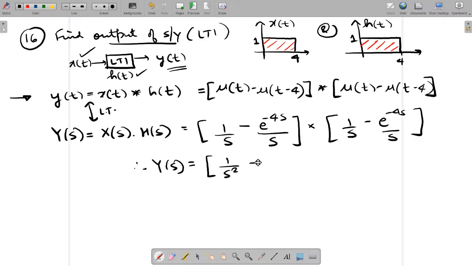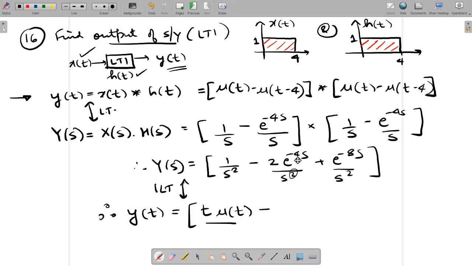Fine. Last step, find output. So inverse Laplace transform. Y of s inverse Laplace is y of t. 1 by s squared inverse Laplace is t u of t. Right? We have seen this. This is going to be, you have 1 upon s squared, so you will have t u of t. Along with that, you have minus 2 e raised to minus 4s. So that is shifting in the time domain. You should have t u of t, right? But you have this extra term over here.